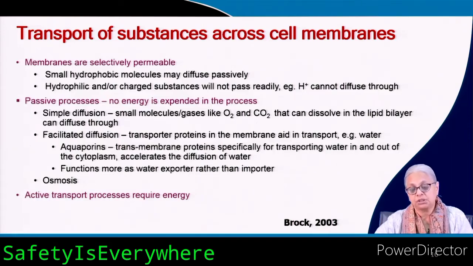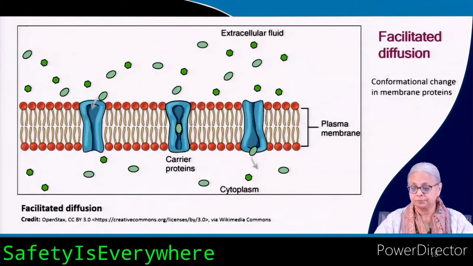there are transporter proteins in the membrane that help in the process of transport. So we today know that there are aquaporins. There are aquaporins which are transmembrane proteins specifically for transporting water in and out of the cytoplasm. It accelerates the diffusion of water. Remember that water is not going to diffuse through this hydrophobic layer of the plasma membrane. So these proteins, the aquaporins, are shown over here. So here you have these transmembrane proteins.